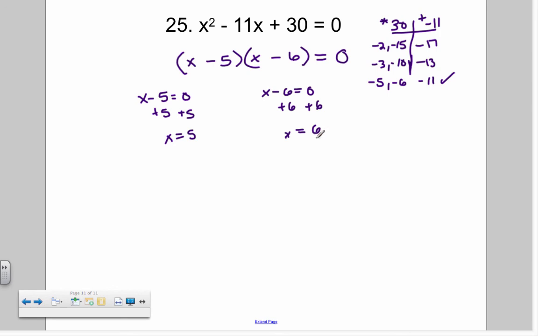So now that I've solved that, I have my two solutions. These are called the zeros of my function, and we were able to solve this equation using factoring.